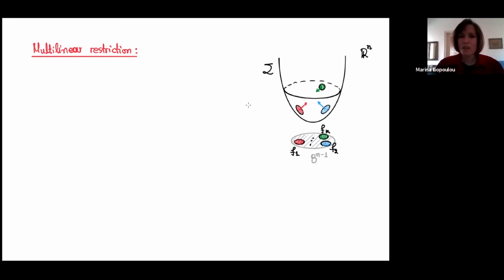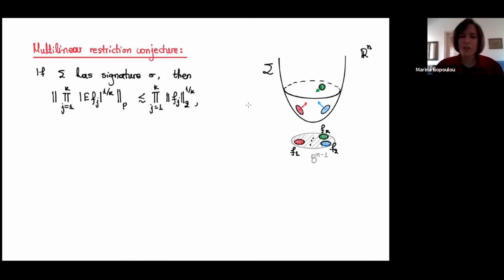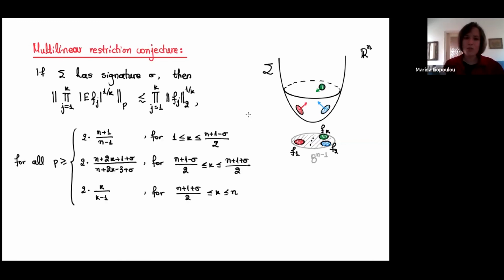So we have a conjecture that says that if the surface has signature sigma, then we have some L2 to LP estimates, multilinear estimates. For P, so for low P, but how low it gets depends on the signature and the level of multilinearity, on how many functions, the K functions we have here. So the lowest possible P's are these ones.